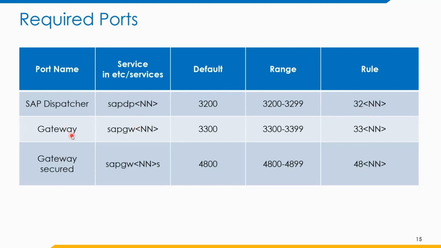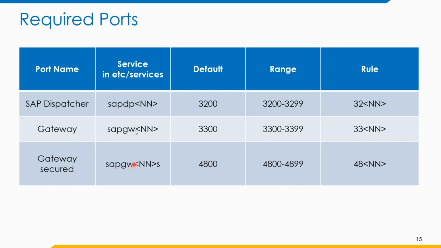Similarly, for gateway and gateway secured, we have seen what gateway and gateway secured are, right? For the gateway component, the service name is SAP GW followed by NN, two numbers. The default port is 3300, and it can range from system to system, that is 3300 to 3399. So we can add a generic rule for 33 followed by two numeric characters, that allows values 0 to 9. Similarly for the gateway secured as well.